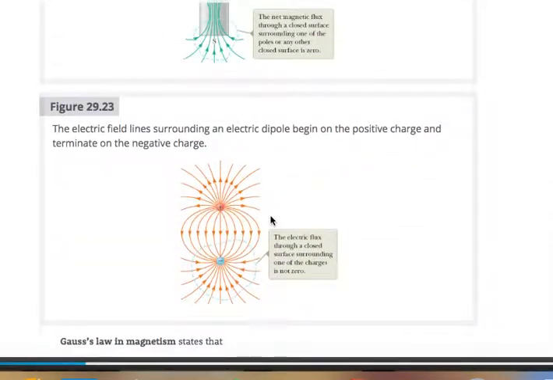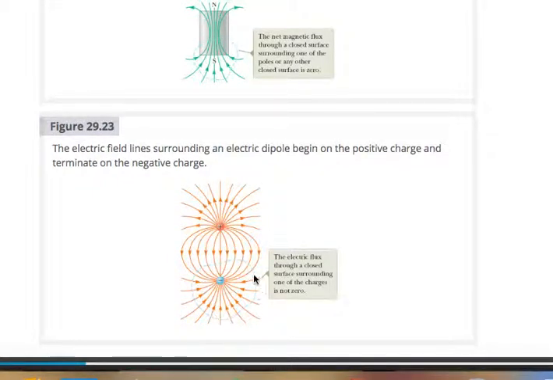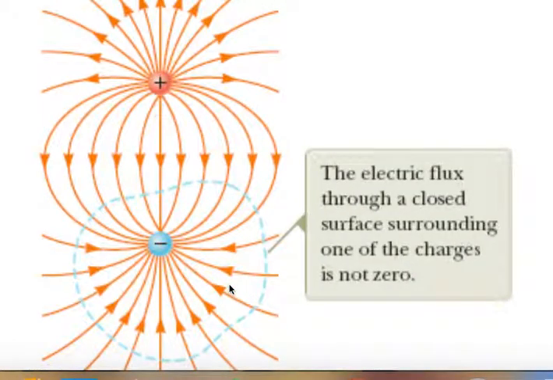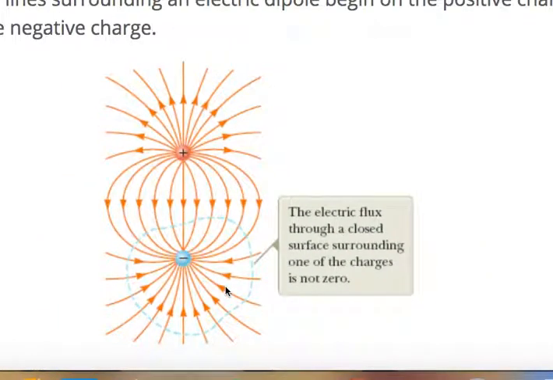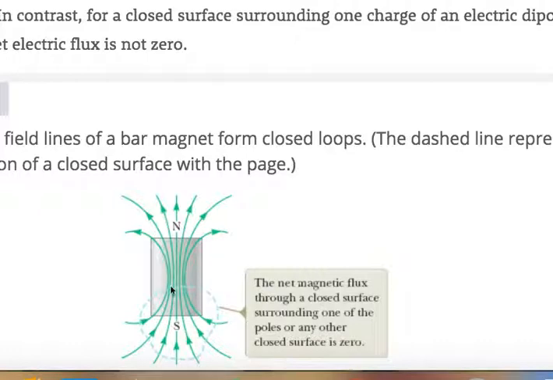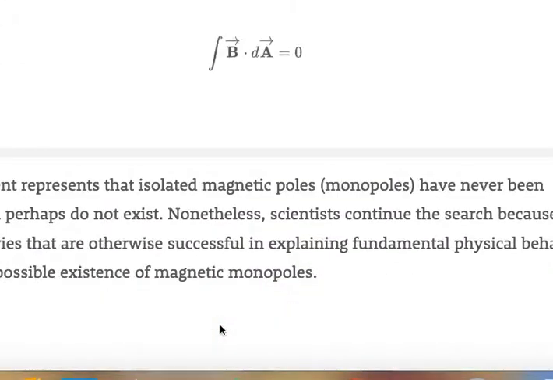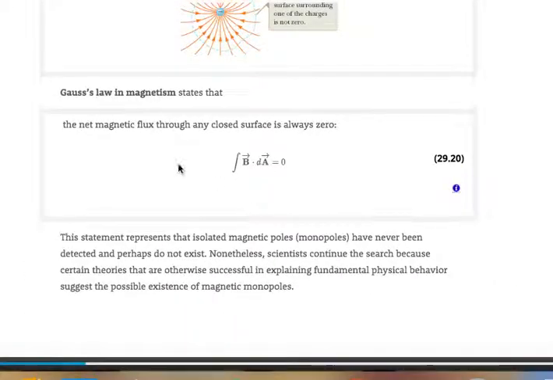So again, here, you were looking at the electric flux, the total electric flux would be Q, the charge, divided by epsilon naught. Whereas here, the total magnetic flux around this area is 0. Magnetic flux through any closed surface is always 0, no matter what.